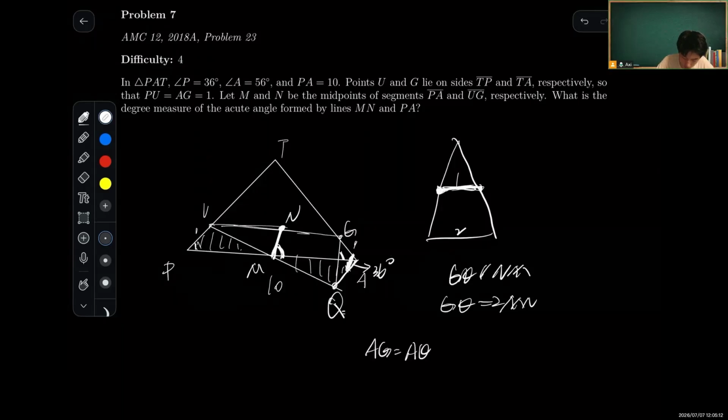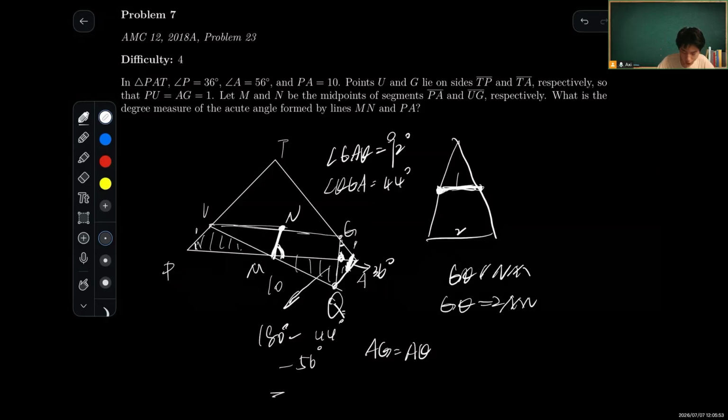And remember, AG is equal to AQ. So given the combined angle GAQ is equal to 92 degrees, we can find angle QGA, which is 44 degrees. Then that gives us the answer because we're trying to find this angle. Then that is 180 degrees minus 44 degrees minus 56 degrees, which is equal to 80 degrees, and we are done.